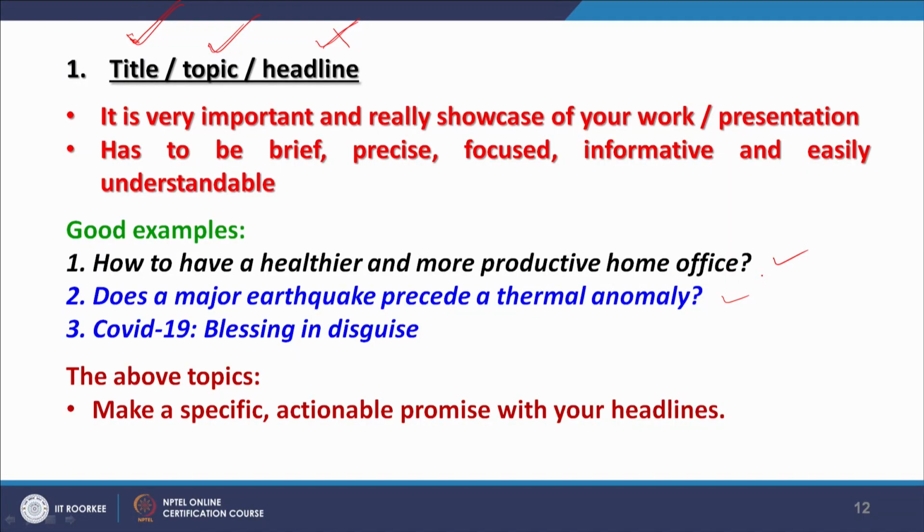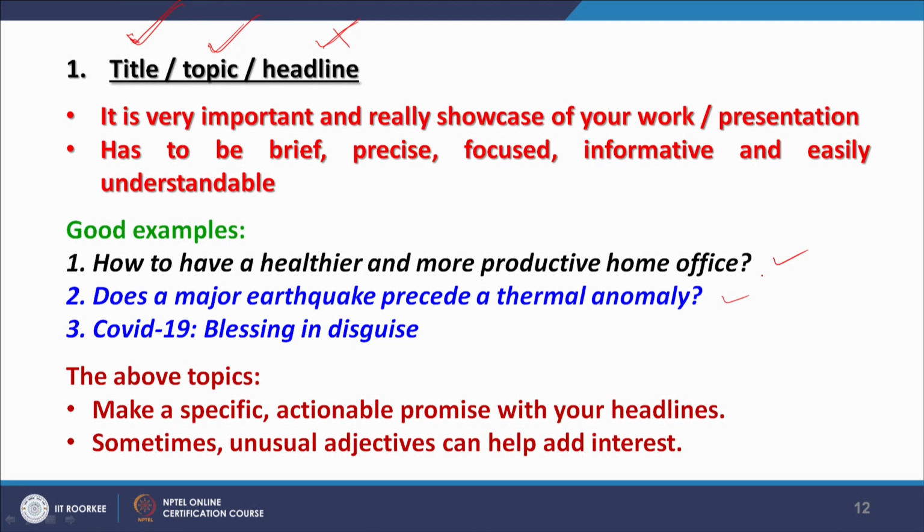What is the good point about the topic I have just mentioned? That you make a specific, actionable promise with your headline or your topic. Sometimes unusual adjectives can help and add interest.